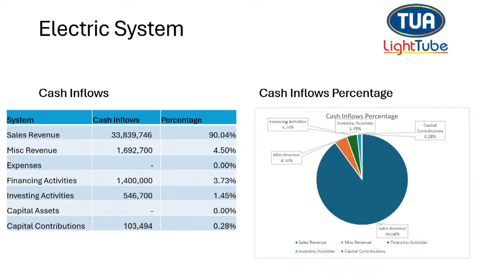Okay. Could you give an example of miscellaneous revenue? Miscellaneous revenue would be connect fees, where people turn on and off. Gotcha. Let's see, interest income.